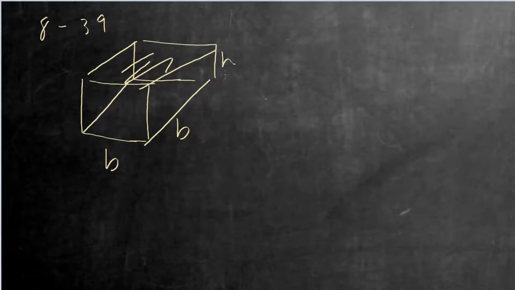Square base, no top. The material for the base is $3 per square foot. Material for the sides is $1 per square foot. We want to write an equation for the cost of the box as a function of x, the length of one side of the base. So I guess that's not a b, that's an x. Makes sense. And then our height is still h.